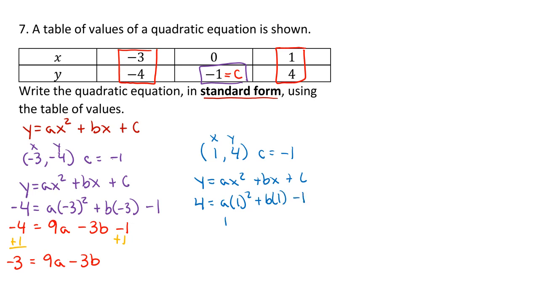So 1 squared is 1, so I have 1a. b times 1 is 1b. I have my -1. I want to go ahead and get the a and b by itself, so I'm going to add the 1 over. So I have 5 equals 1a plus 1b. So now I'm going to stack these two equations on top of each other.